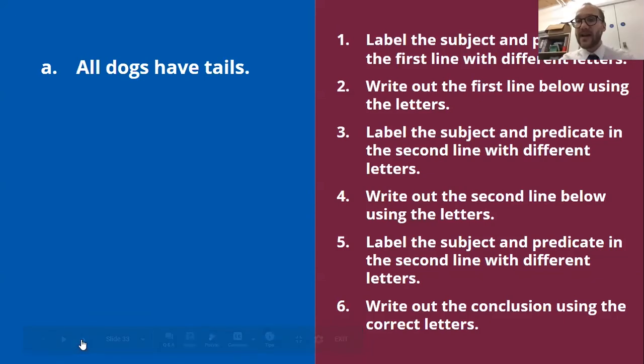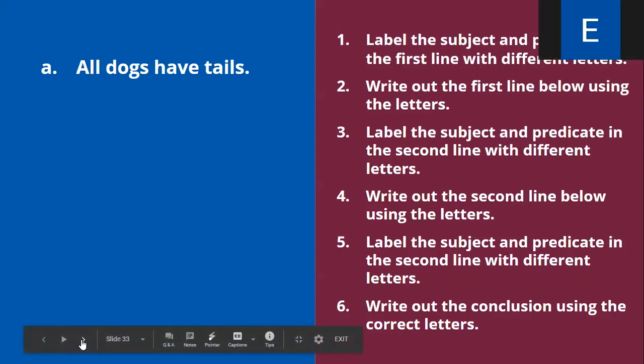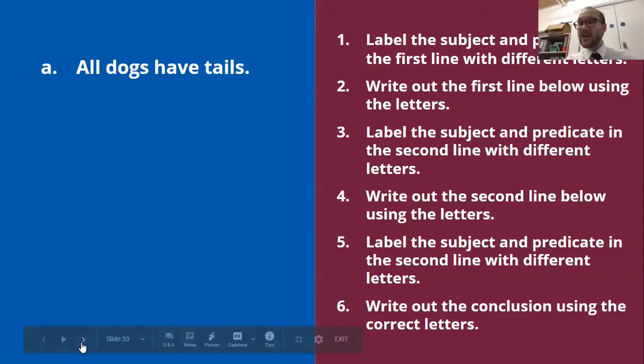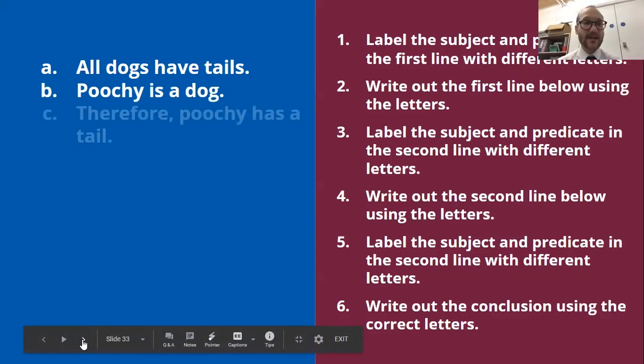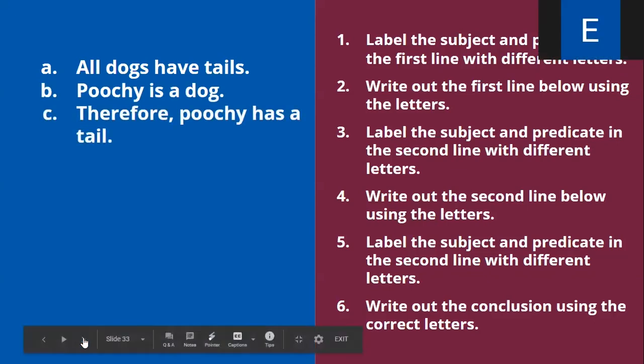And for them to do that, as Claire said, they need practice. They're going to have to practice it a few times. And the first practice, because they're still really novices, they've only seen it once, will be really similar. So the example I might give them is, all dogs have tails. Next, please. Poochie is a dog. Next. Therefore, Poochie has a tail.